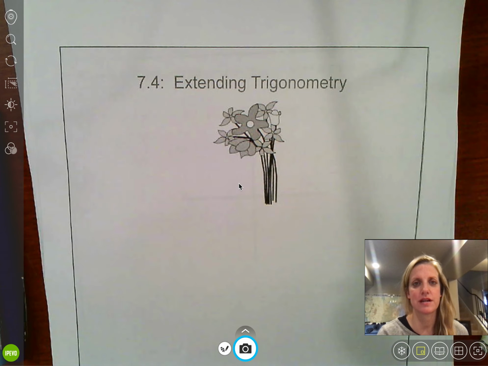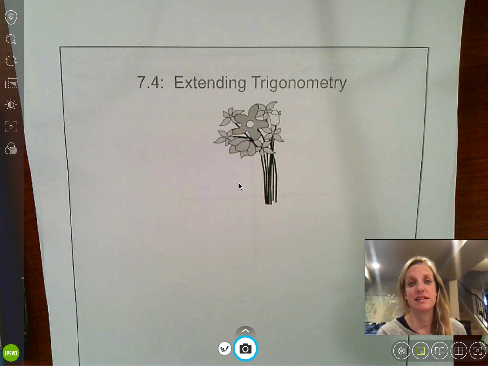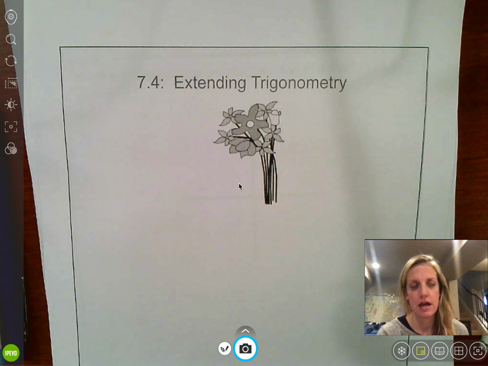Welcome to section 7.4 of Honors Algebra 2 curriculum. It is called Extending Trigonometry. So we are going to expand on what we know about special right triangles and SOHCAHTOA to help us further along our journey in math.